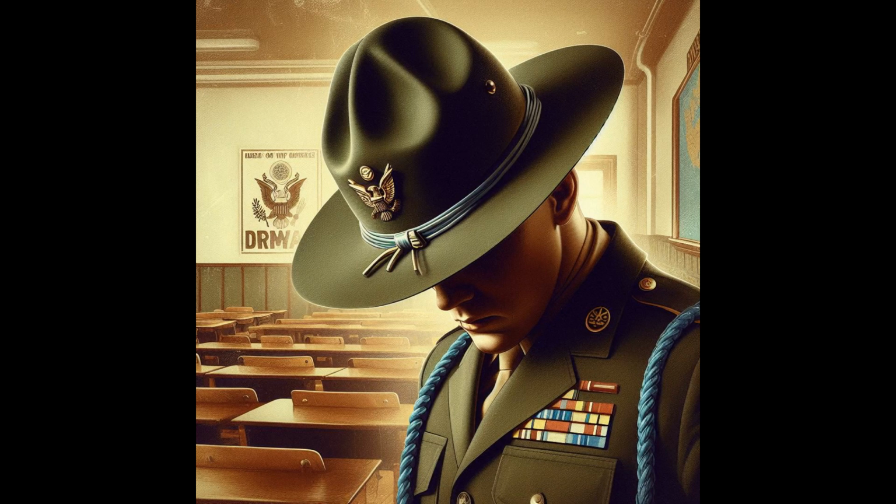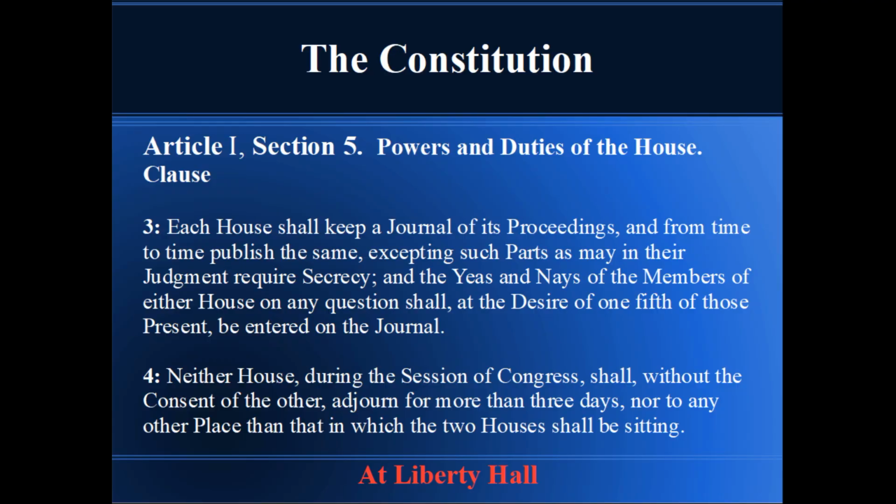1. Each house judges its own elections and qualifications. A majority is needed for business, but a smaller number can adjourn or call absent members. 2. Each house sets its own rules, can punish members for misbehavior, and expel members with a 2/3 vote. Article 1, Section 5, Powers and Duties of the House.